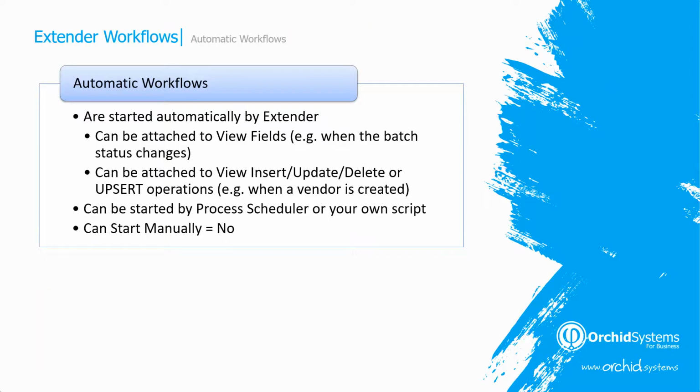Automatic workflows are started automatically by Extender. This can be done either when a field on a view changes, for example, when the batch status changes, automatically start the workflow, or it can be attached to a view insert, update, or delete. Workflows can also be automatically started by Process Scheduler by running your own script, which starts the workflow. The main thing of an automatic workflow is that the can start manually flag must be set to no.